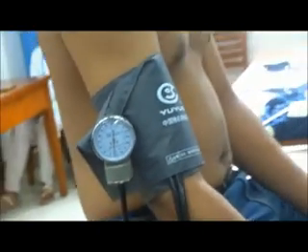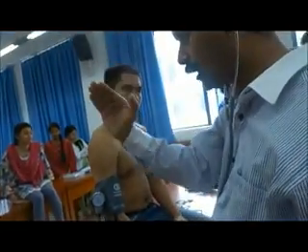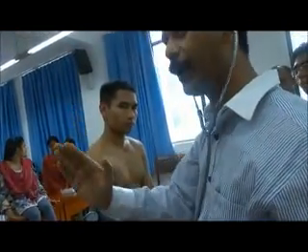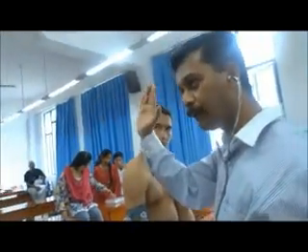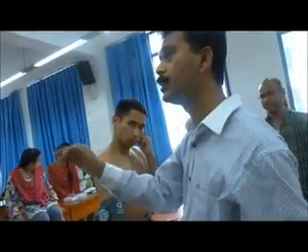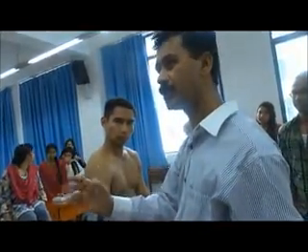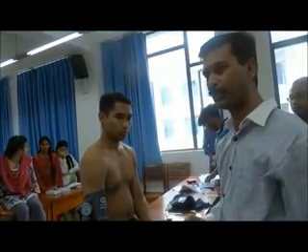Systolic pressure is when the beat appears. And then when the beat disappears, that is diastolic pressure. That means at which pressure the beat appears and at which pressure the beat disappears. That is diastolic pressure. So you need to write that systolic pressure is this one and diastolic pressure is that one.